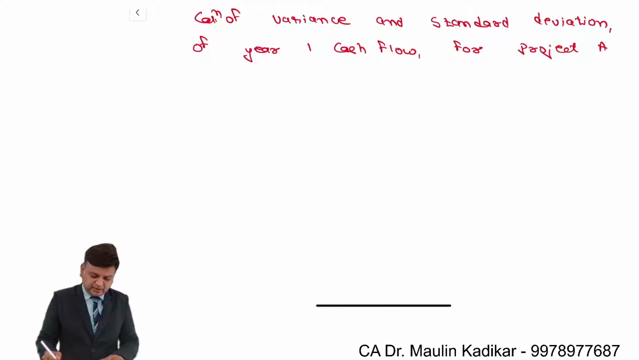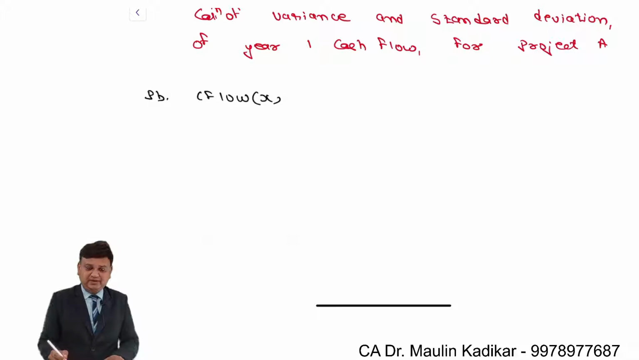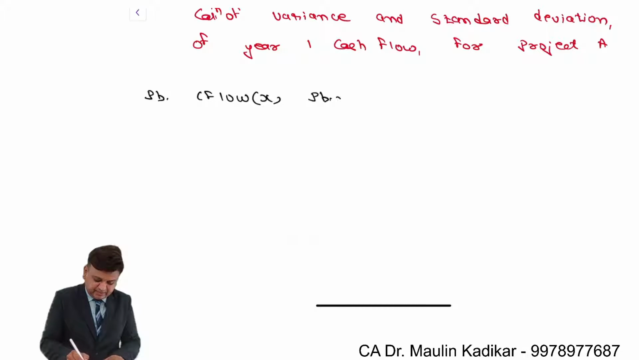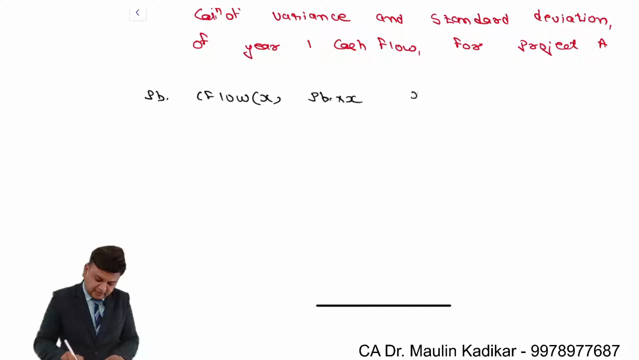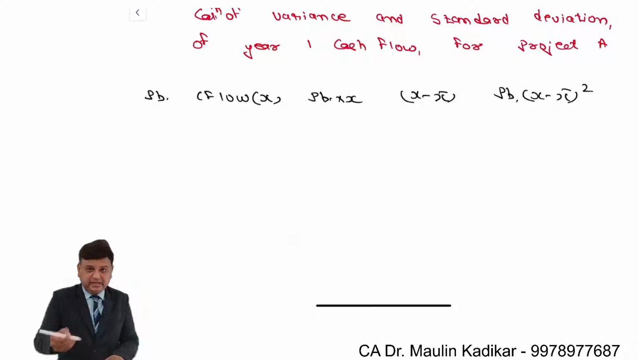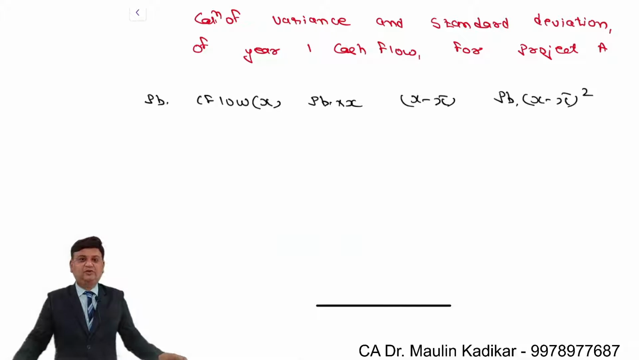So friends, what we will do over here, column number 1 will be probability, column number 2 is cash flow. Let us assign x variable to it. Probability into x, with that we will compute the x bar, then we will compute x minus x bar, and the last column will be x minus x bar whole square into probability, summation of that is variance, and under root of the same would be standard deviation. This is the way we are required to show the presentation of answer.